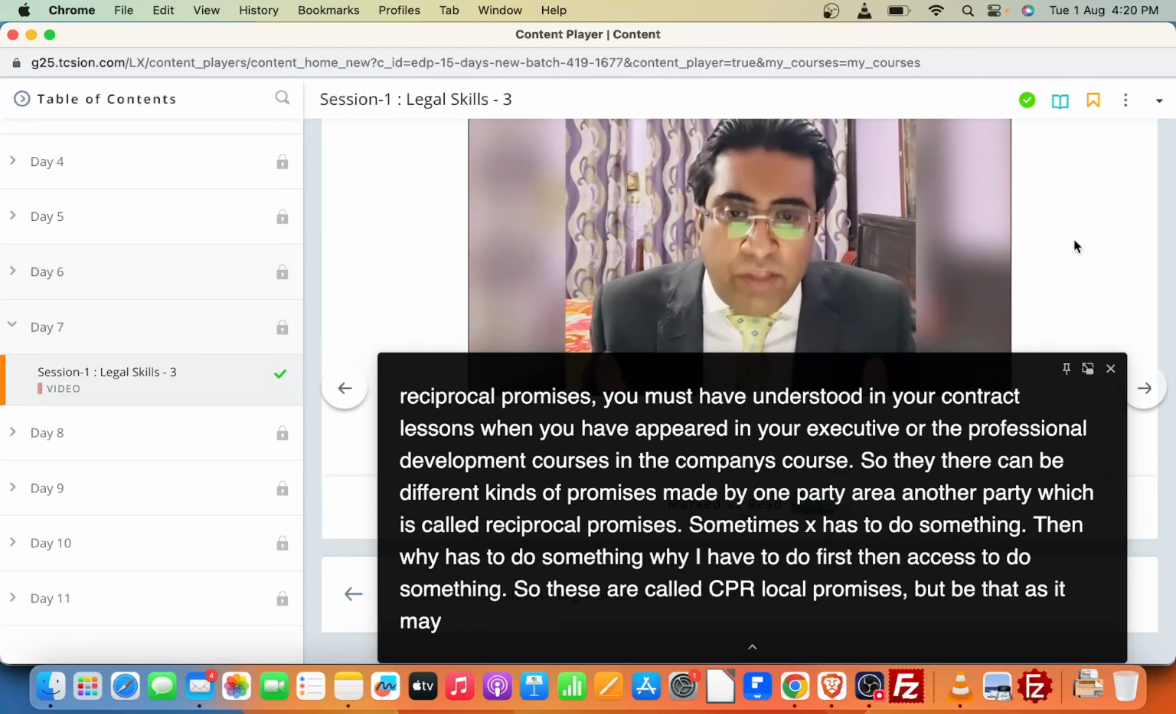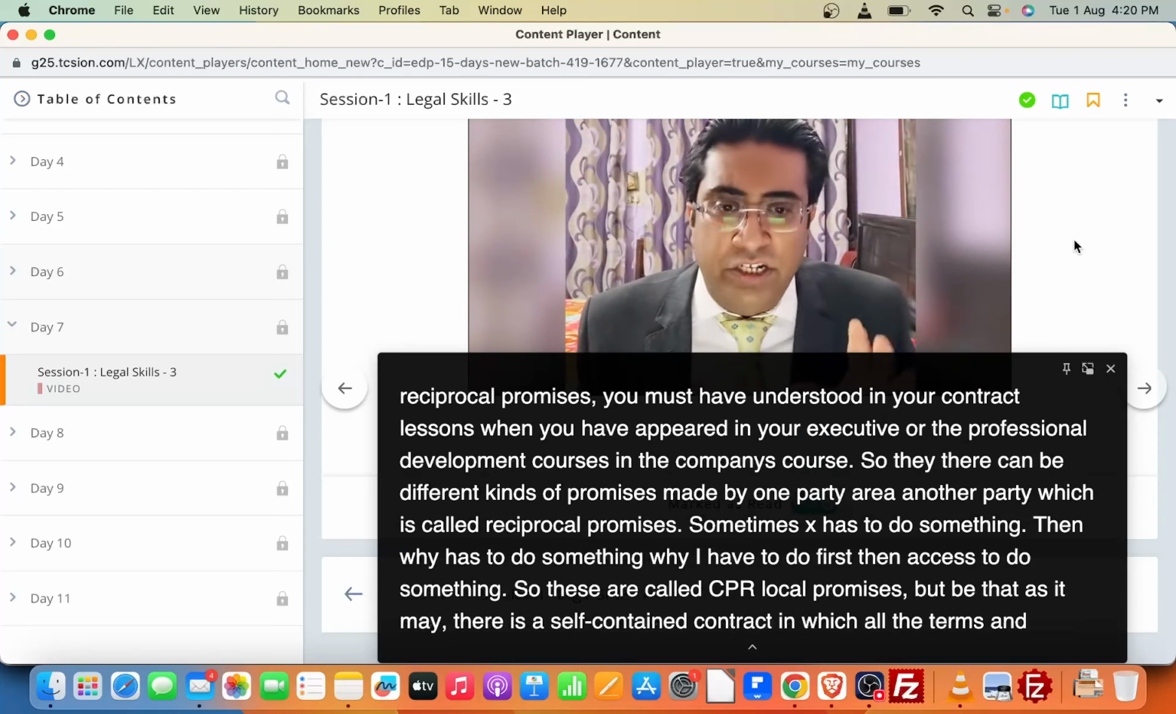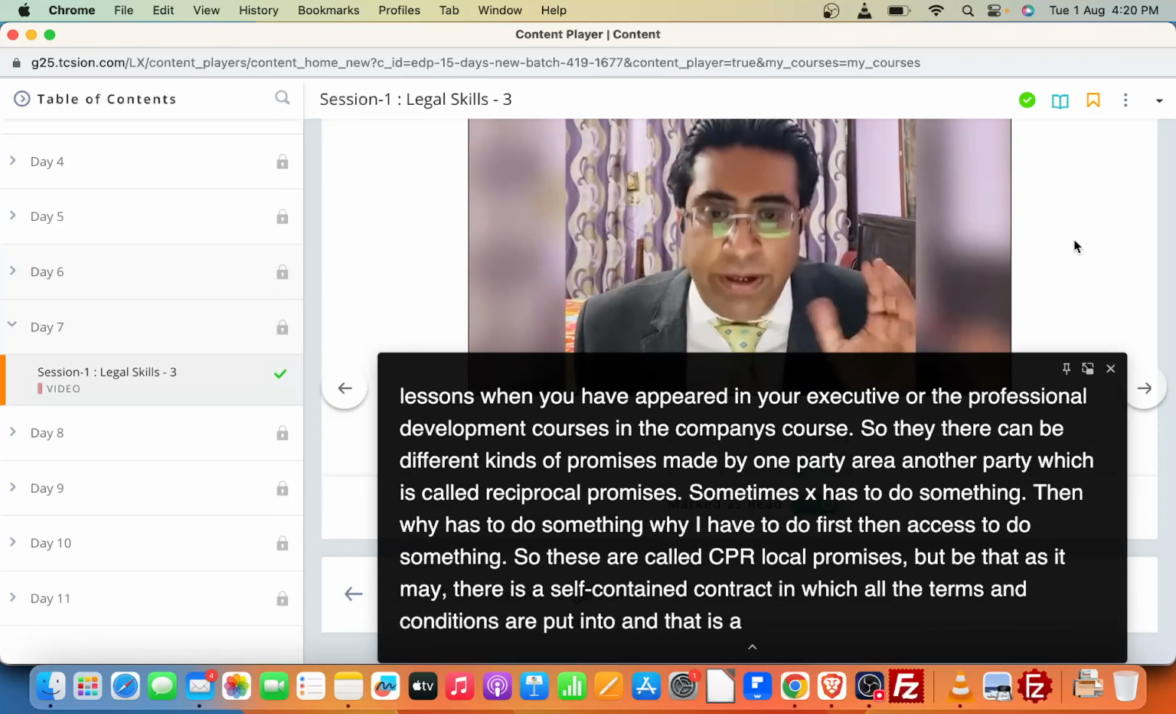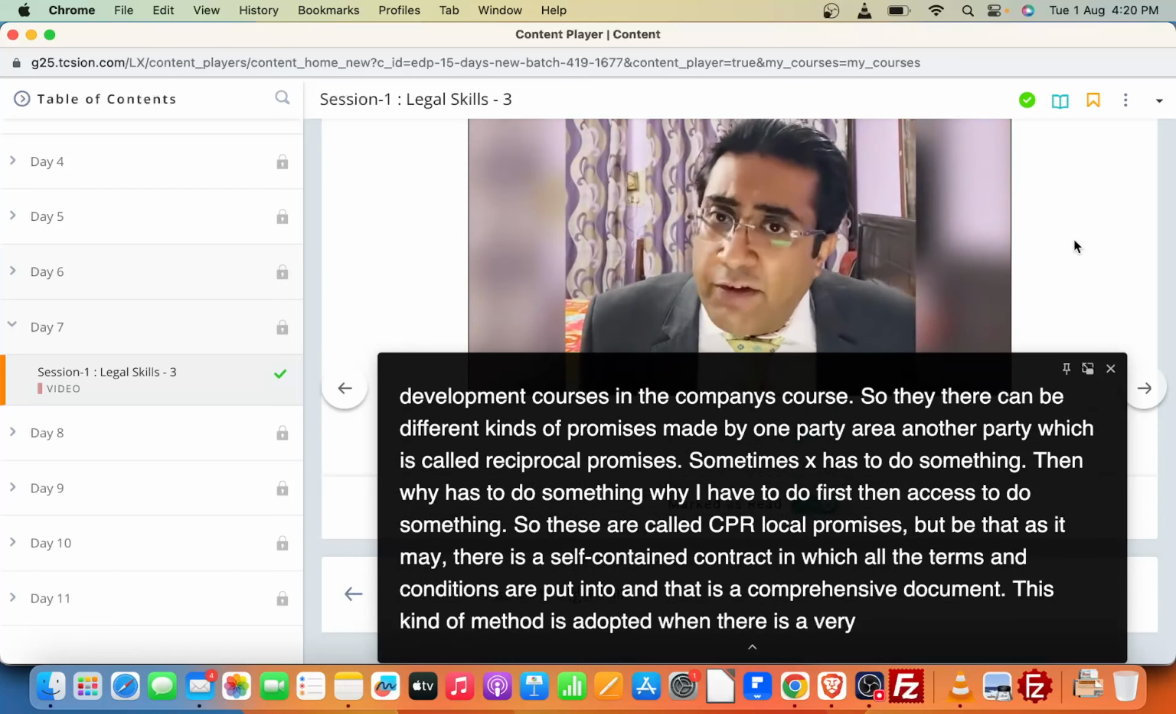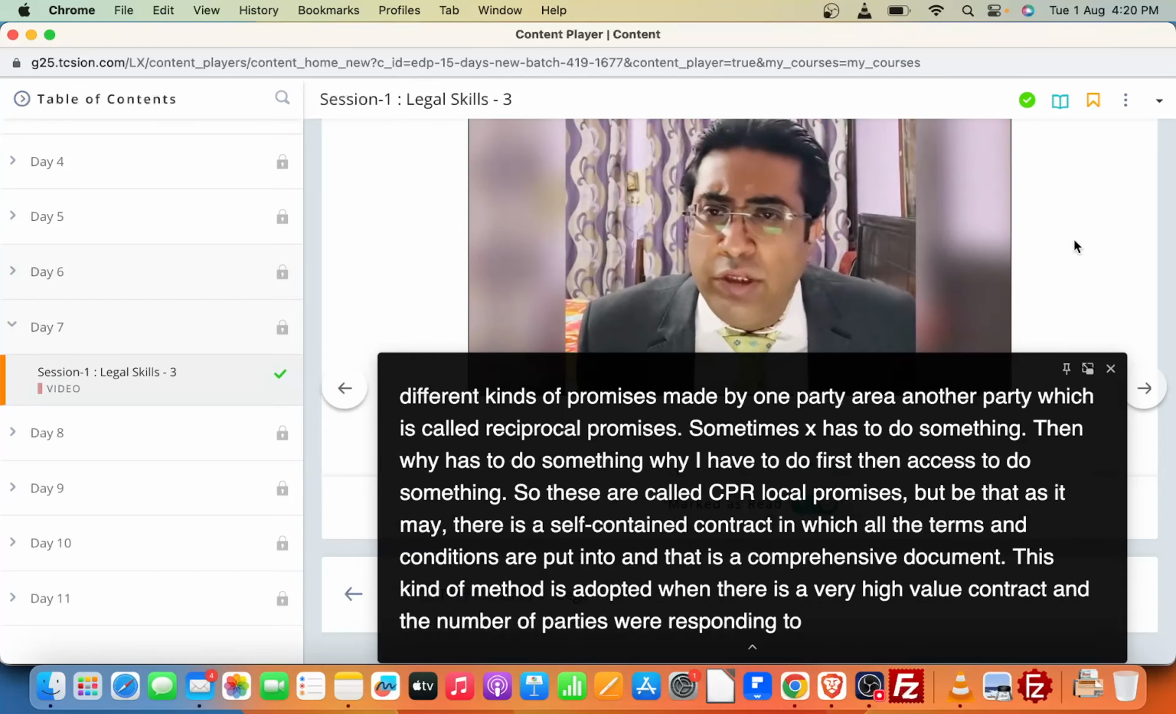But be that as it may, there is a self-contained contract in which all the terms and conditions are put in, and that is a comprehensive document. This kind of method is adopted when there is a very high value contract and the number of parties responding to the invitation is very small.